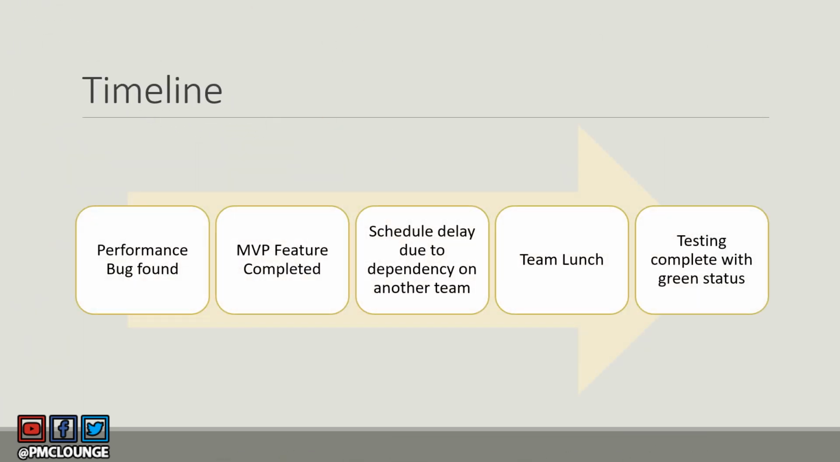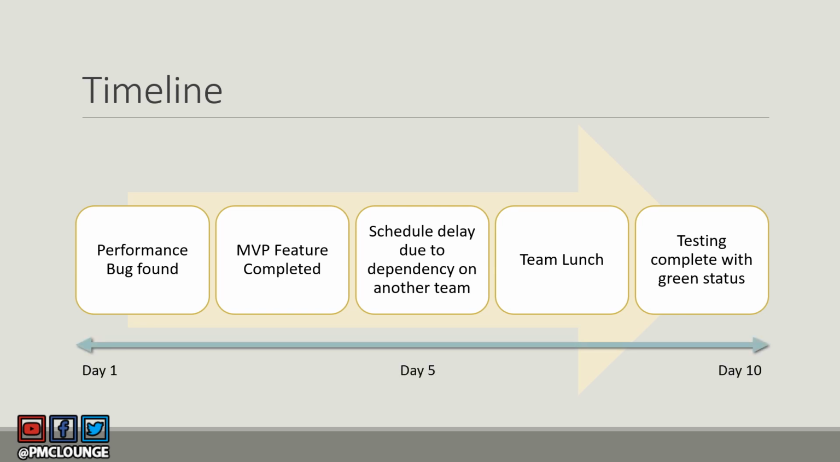So this is just an example. In real life, you might just have a board and people are basically using sticky notes to mention the events or activities that were important to them, that were significant during the course of the sprint. So a performance bug found, it is possible that this was on day 2. Then MVP feature is completed, schedule delay due to dependency on another team. We had a team lunch and testing complete with green status. So you have a timeline of sorts.